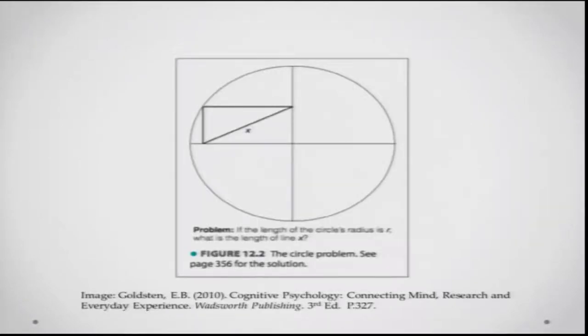Now this is the problem, and you can look at this figure. The figure is borrowed from Goldstein's book, but you can look at this circle here. You are seeing that there's a triangle there, and the diagonal of the triangle, the hypotenuse, is called x. And what has been asked is, if the length of the circle's radius is r, what is the length of the line x? So you have to compute the length of line x.